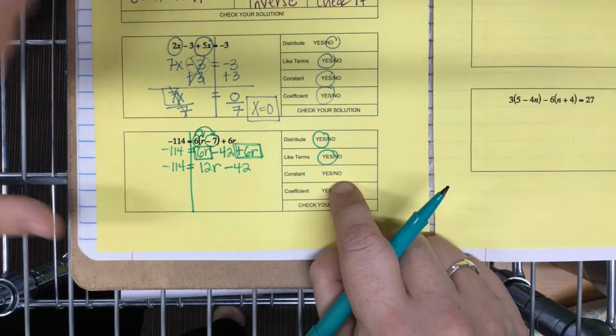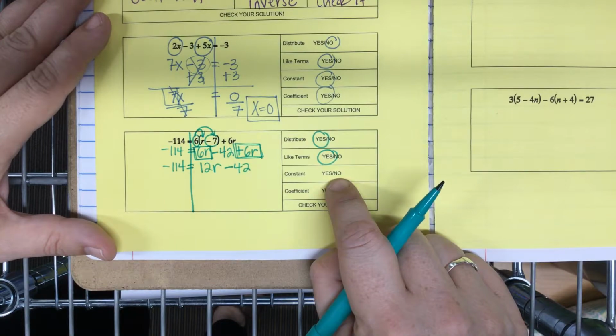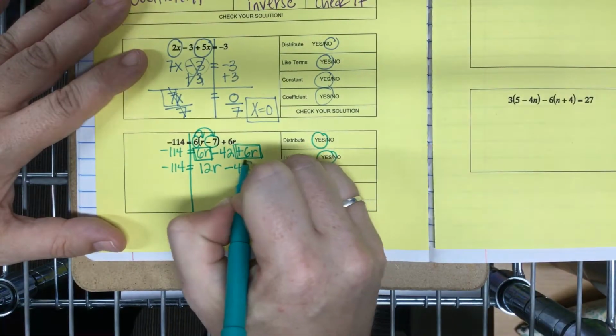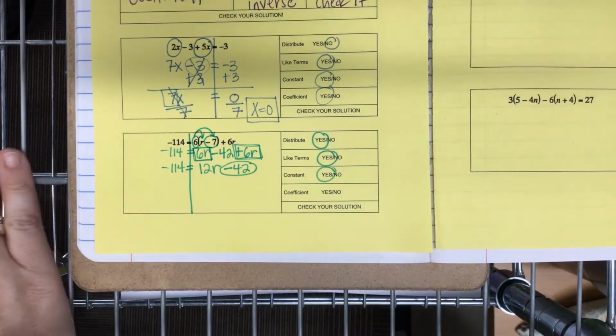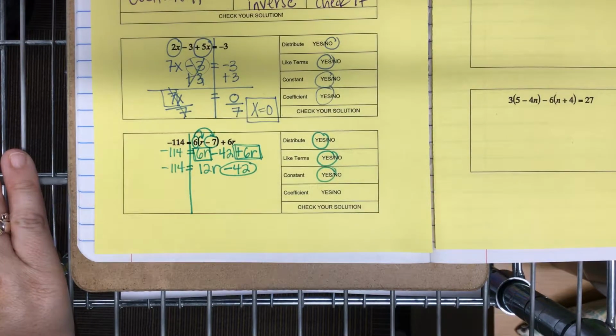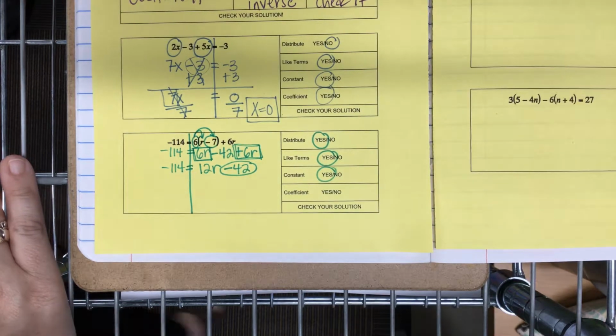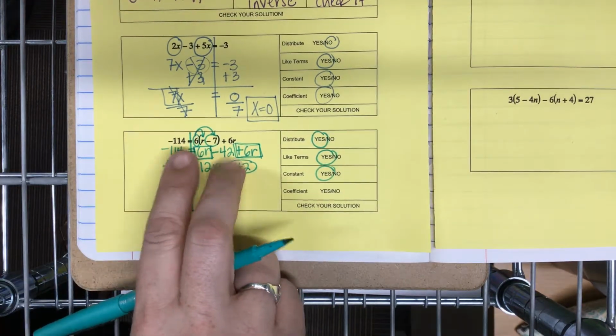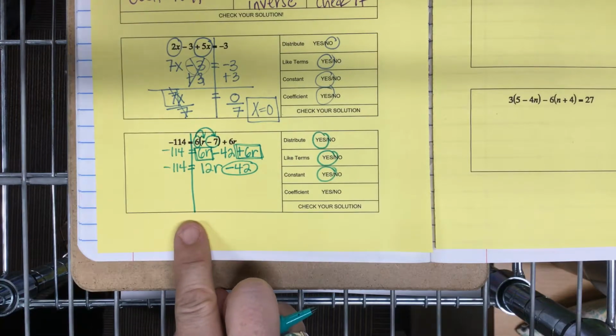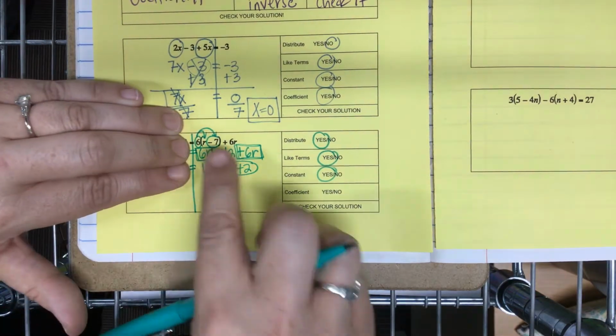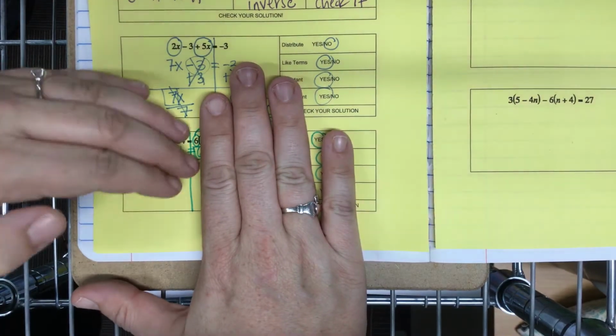Is there a constant? Is there a lonely number? Yep. Negative 42 is my lonely number, because I want the lonely number on the same side as the variable. Negative 114 and negative 42 have the same variable, but they're on opposite sides of that equal sign, right? That's why it's important to draw that line so that I work one side and then the other side.